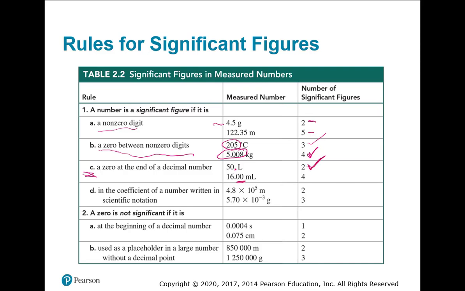16.00, those zeros that are after the decimal point are significant. So this would be 4 significant figures. Everything written in scientific notation is significant. 2 sig figs, 3 sig figs.